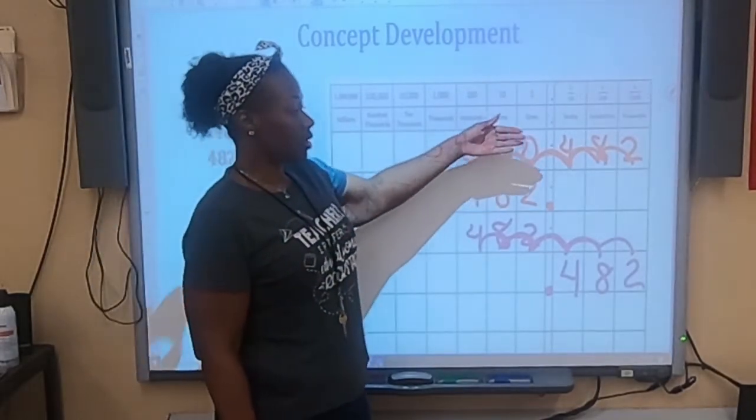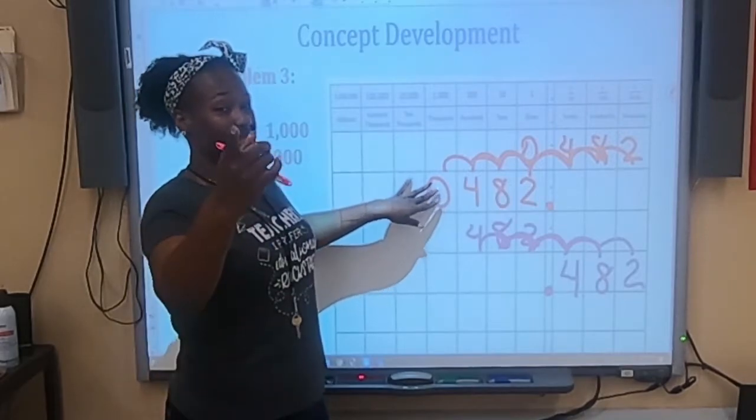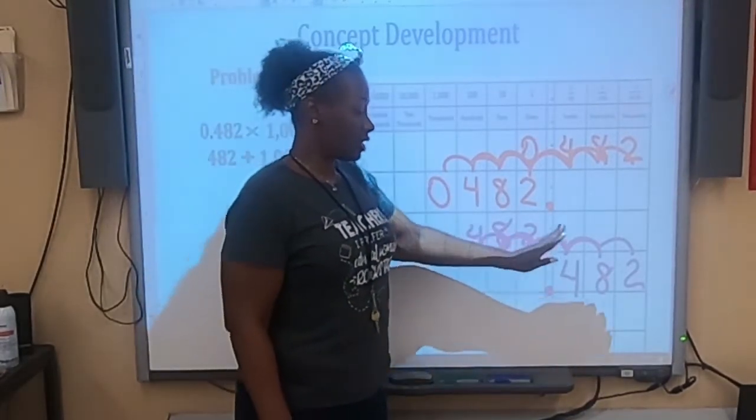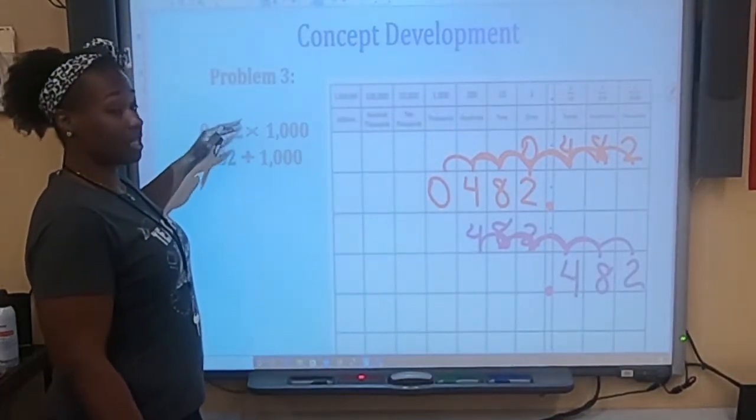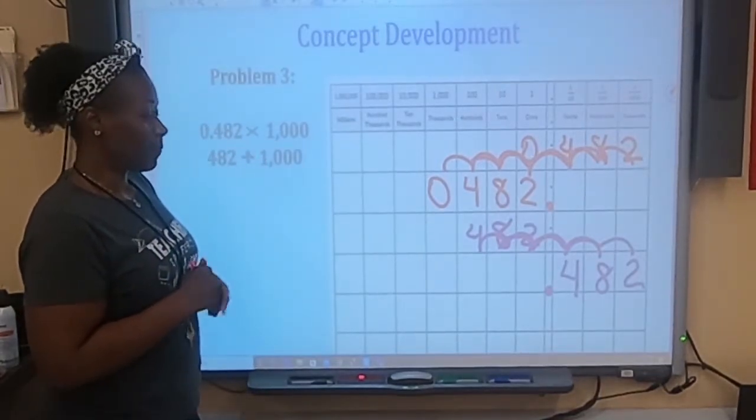Notice, we started with that decimal. We moved it to a whole number. Then I took that same whole number, divided it by 1,000, and took it right back to a decimal. So notice that multiplication and division undo each other. But that's for another day.